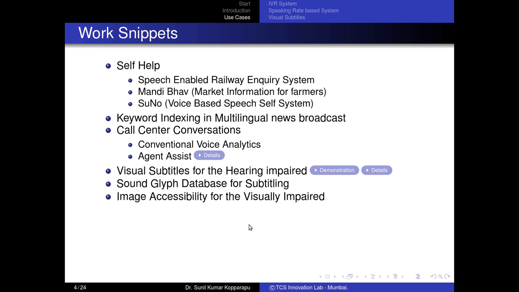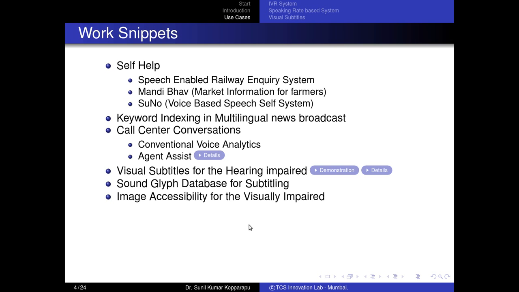The other thing was visual subtitles. I will not go into the details, but the idea is to build a solution which can enable people with hearing impairment to gauge what is being said in the video. The Indian context here is that we had to make this work for different languages.